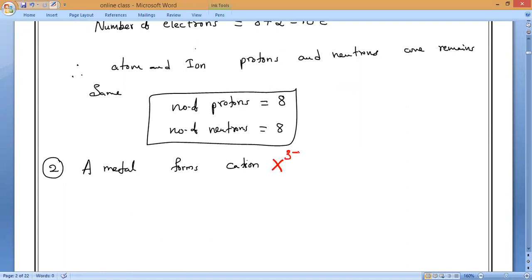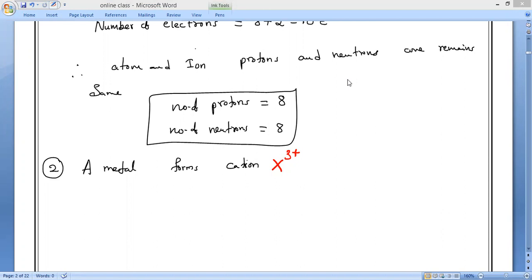Right. A metal forms a cation X3 plus. I don't know that metal, I am not even giving it. So X3 plus. Can you tell me now whether it is loss of electron or gain of electron? If it loses, how many electrons? If it gains, how many electrons? Everyone, you can write at least. I said it is X3 plus. Let it be some metal. Either it will lose the electrons or gain the electrons.